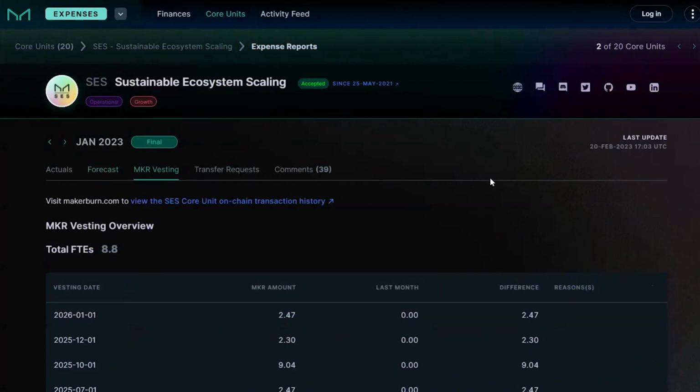Then if I go to the next tab, this is the MKR Vesting tab, which has to do with the MKR bonuses of the core units. Of course, this is an important part of being a part of a DAO, is that you have this shared sense of ownership, and typically this happens through token vesting of the token of the protocol, in this case MKR. And so this is where we can see an overview of the expected vesting dates of the core unit and the MKR amounts that the core unit would receive.